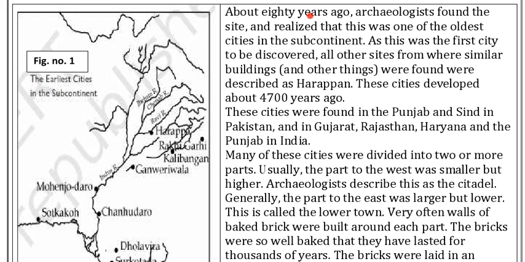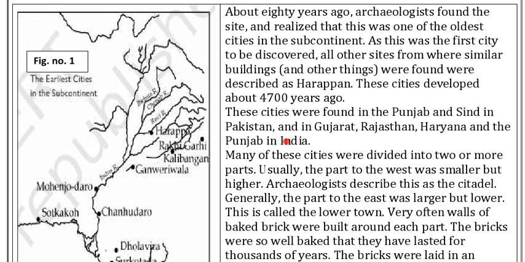About 80 years ago, archaeologists found the site and realized that this was one of the oldest cities in the subcontinent. As this was the first city to be discovered, all other sites from where similar buildings were found were described as Harappan. These cities developed about 4,700 years ago. These cities were found in the Punjab and Sindh in Pakistan and in Gujarat, Rajasthan, Haryana and the Punjab in India.